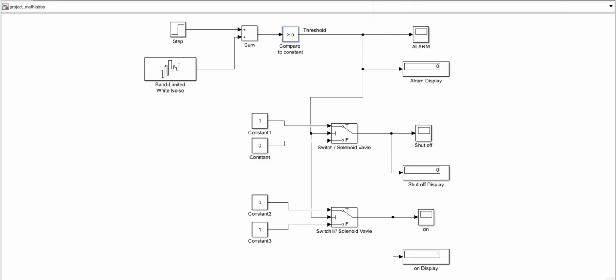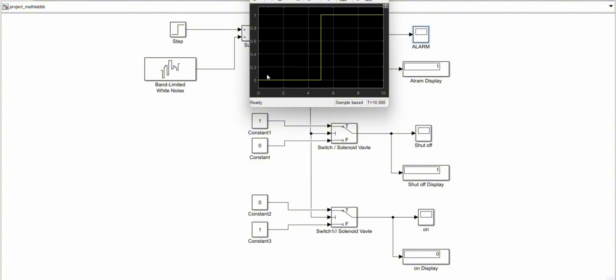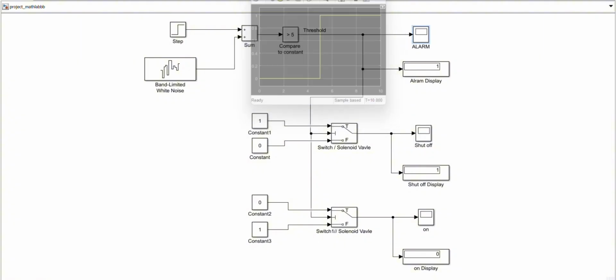Kapag less than 5, ito yung nangyayari sa signals. Sa alarm, from 1 nagiging 0, ibig sabihin nag-off yung alarm kasi safe yung system. Sa shut-off naman, from 1 nagiging 0, ibig sabihin nawawala yung shutdown, normal operation ulit. Kapag sa on naman, from 0 nagiging 1, ibig sabihin bumubukas yung valve.